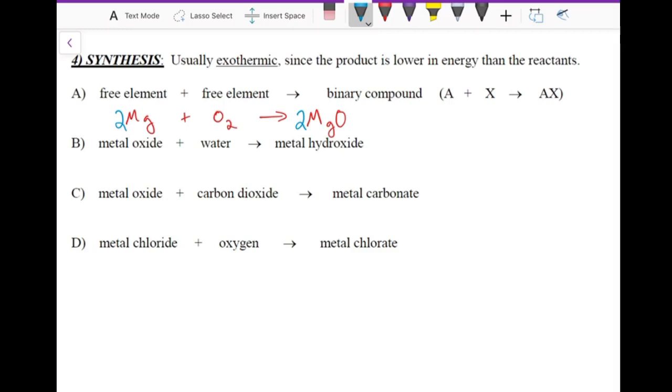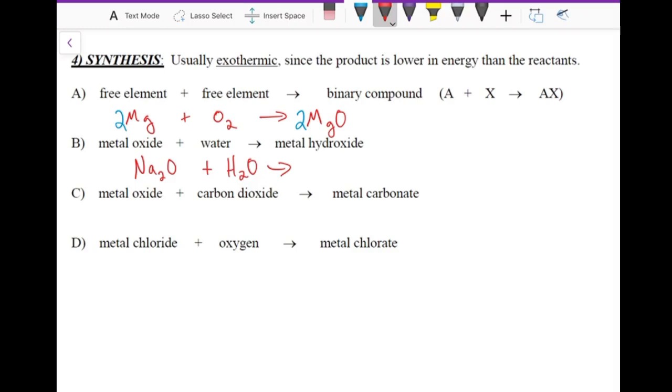Okay, the next thing that can happen is a little less predictable, but you just have to remember how this works. A metal oxide plus water yields metal hydroxide. A metal oxide is just a metal paired with oxygen. For example, sodium and oxygen paired together, sodium oxide, is an example of a metal oxide, but it could be any metal. Then we add it to water. It's not quite as intuitive what's going to happen here, so you just have to memorize this. Whenever we have a metal oxide in water, we're going to get a metal hydroxide every single time.